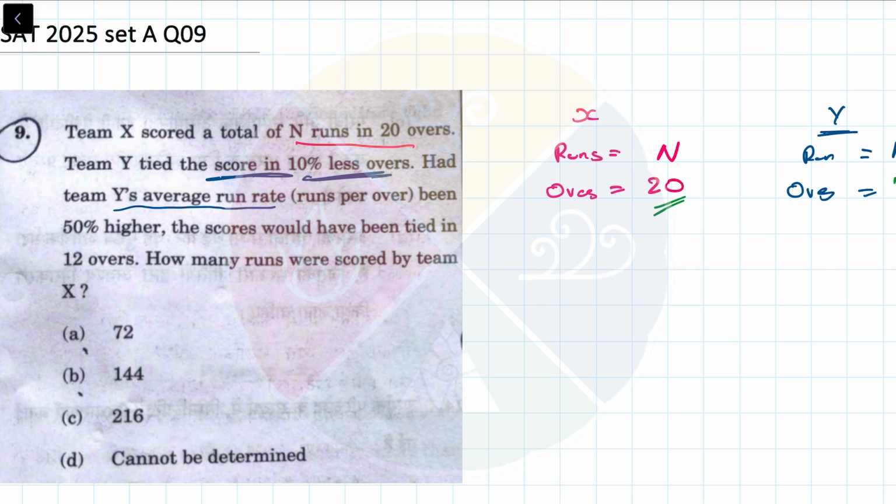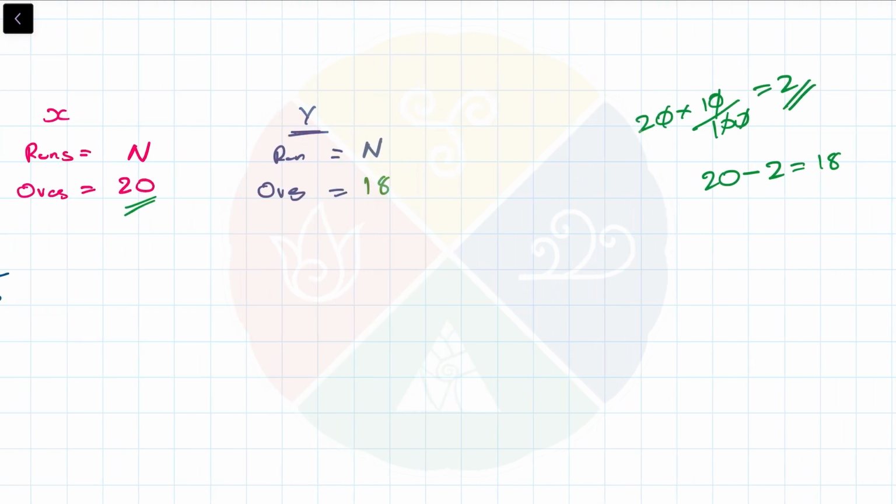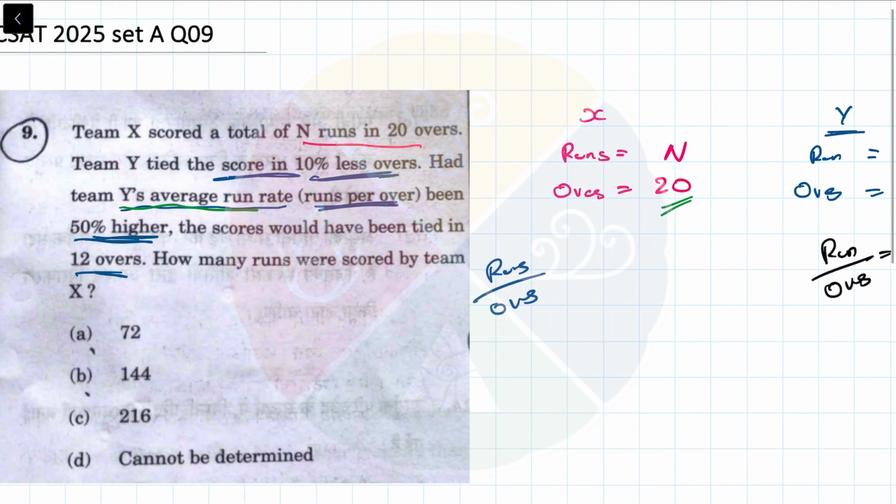Had Y's average run rate, what is average run rate? Runs per over. If it had been 50% higher, the scores would have been tied in 12 overs. How many runs were scored? Okay, let's translate this into an equation. Right now, Y's average run rate, runs by overs, is equal to n by 18. This is Y's current average run rate.